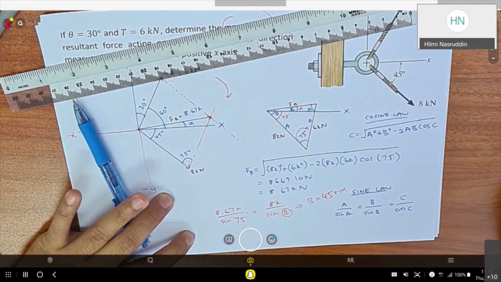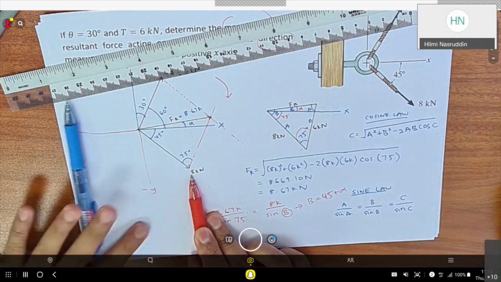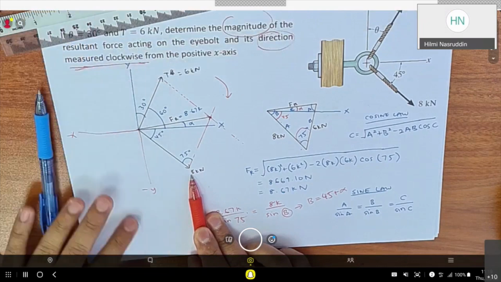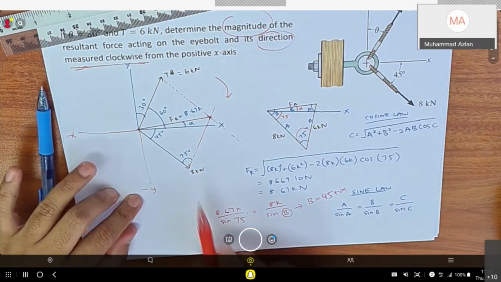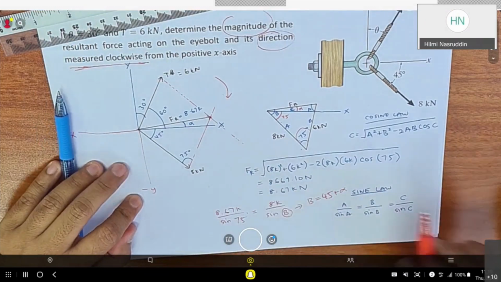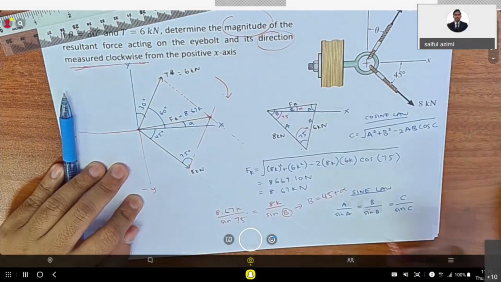Hello, sir, hello. Sir, isn't it 6 kilonewton? B is 6, right? Isn't it 8? But that is segment A, so that one is 8 kilonewton. Segment B is 6 kilonewton, right? Correct. So this is 6. Alright, sir. Okay, sorry.